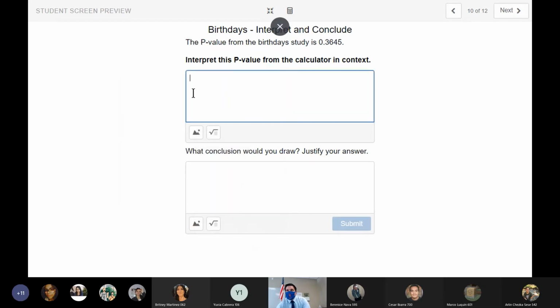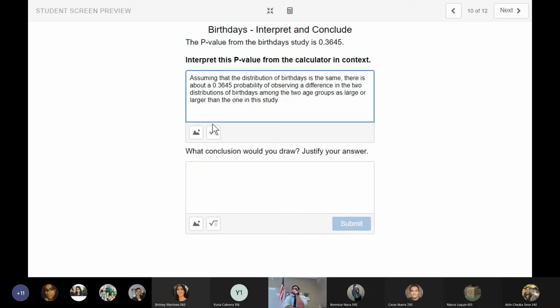All right, so again, when we interpret the p-value from our calculator, we are trying to say what this means in the context. Our p-value is always calculated based on the assumption that the null hypothesis is correct. That's what all p-values are calculated on. So we're going to find the probability of this certain thing happening if this is the proper distribution. This is one possible way to interpret this.